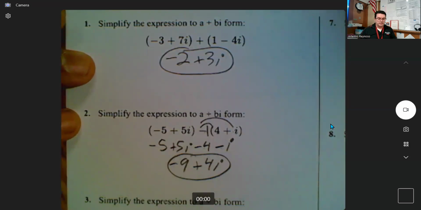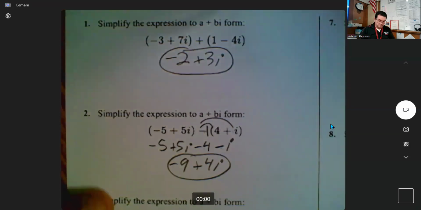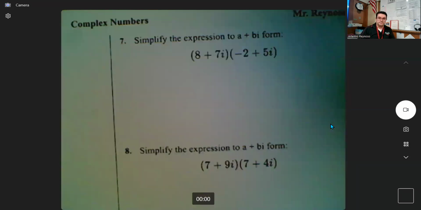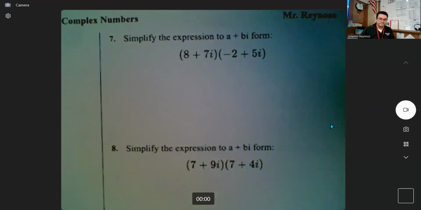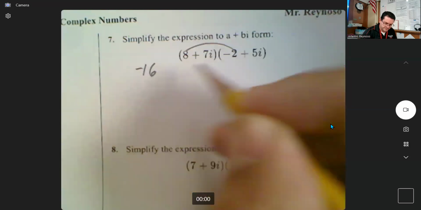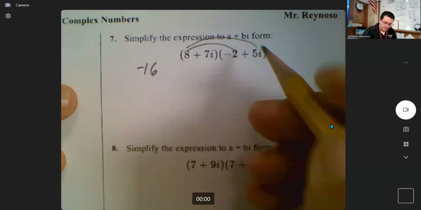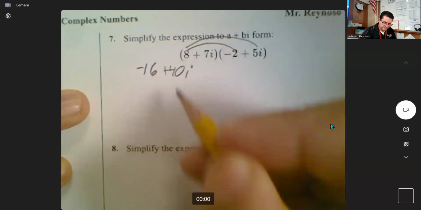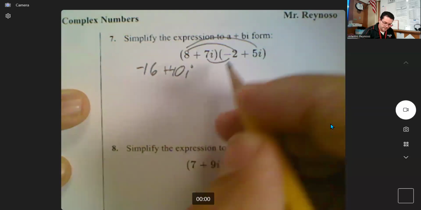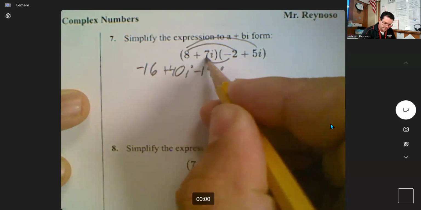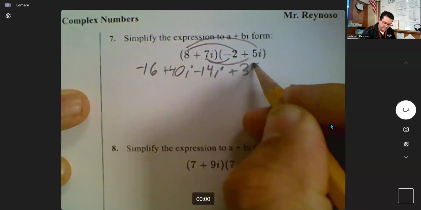Okay. Now, how about when we multiply complex numbers? Okay. I'm gonna take it to number 7. I will distribute negative 16, distribute the 8 and 5i's plus 40i's. 7i times negative 2, negative 14i's plus 35i squared.